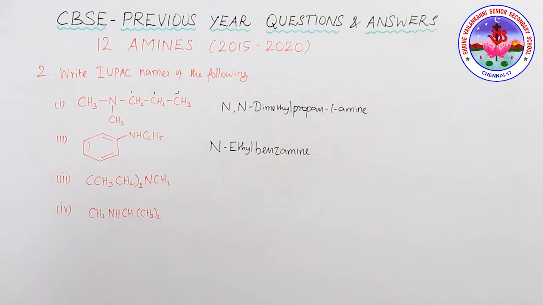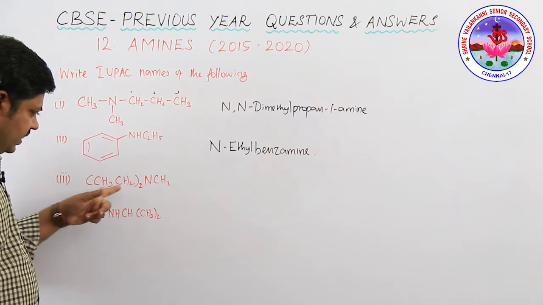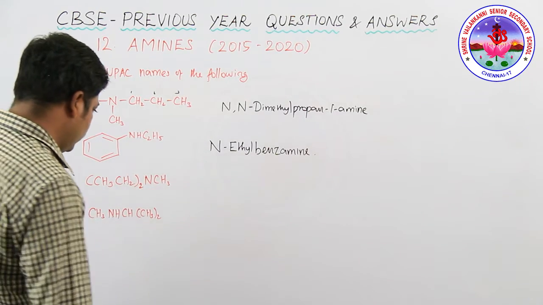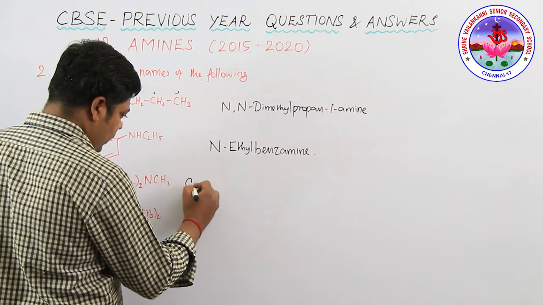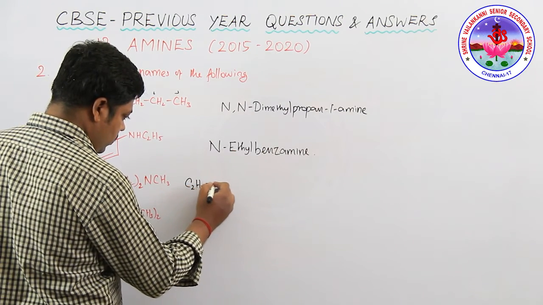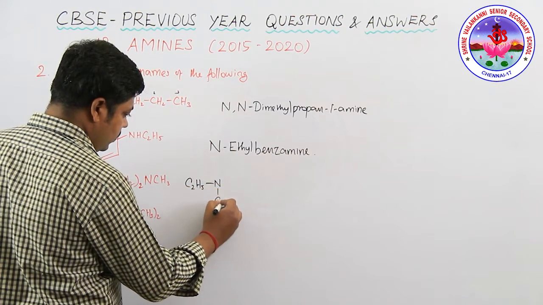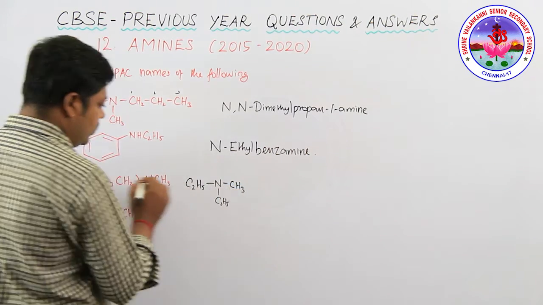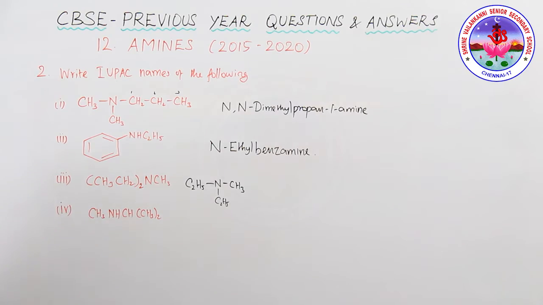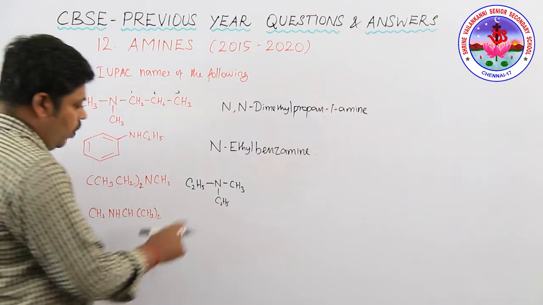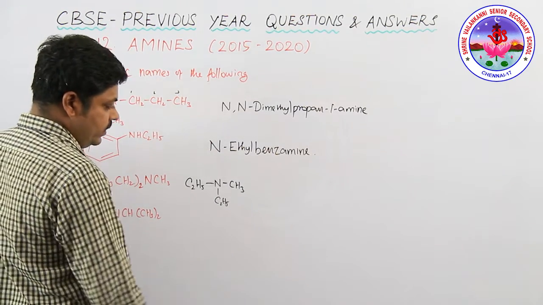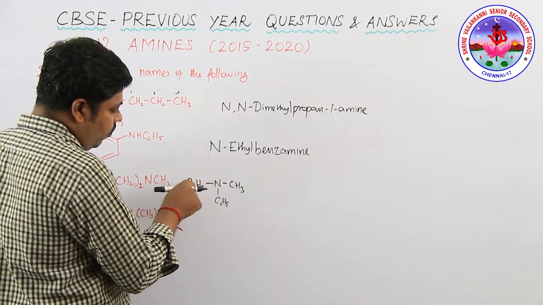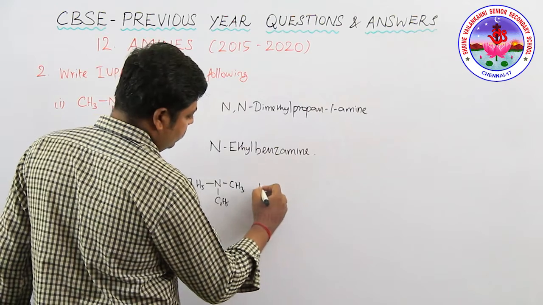Then the third: CH3, CH2 twice, N, CH3. So you can write this formula as C2H5, N, C2H5, then CH3. So this is the structural arrangement. Now, two ethyl groups are present, so one is considered as the word root, and there is one methyl and one ethyl. So that is the tertiary amine.